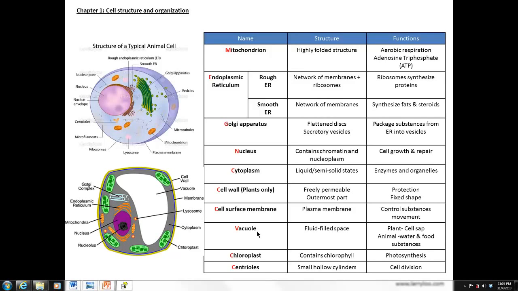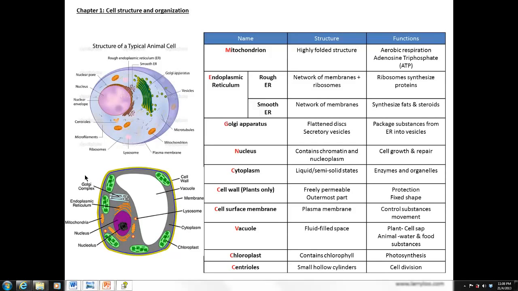Vacuole is a fluid-filled space which exists as only one in a plant cell and many in an animal cell. In plants, the vacuole contains the cell sap, which contains amino acids, glucose, and water, which are important for the plant's survival. Animals' vacuoles contain water and food substances. Chloroplast exists only in plants, and it contains chlorophyll, which is a green pigment responsible for the photosynthesis process. Centrioles, which are only found in animal cells, are small hollow cylinders whose important function is in cell division.